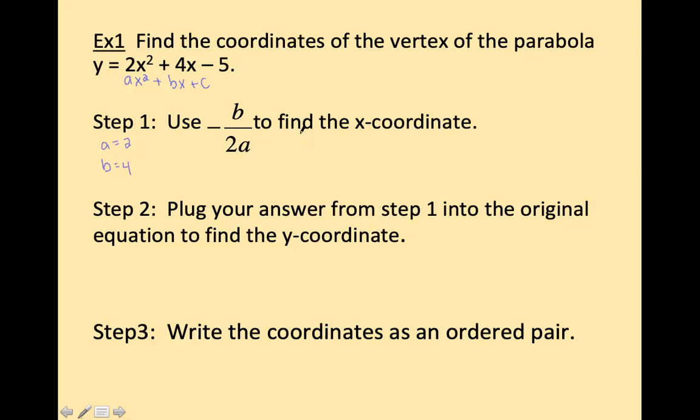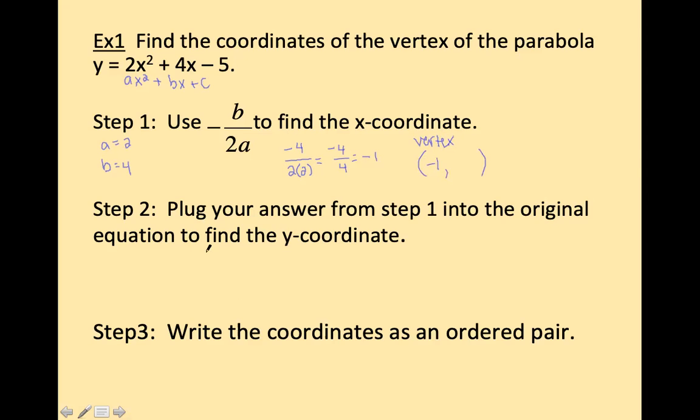So the x coordinate of the vertex is going to be -4, because it's negative b, over 2 times our a value, which is 2. So I'm going to go ahead and simplify that. I have -4 over 2 times 2 is 4. -4 divided by 4 is -1. So we have found the x coordinate. Our vertex is -1 comma something. We don't know the other coordinate.